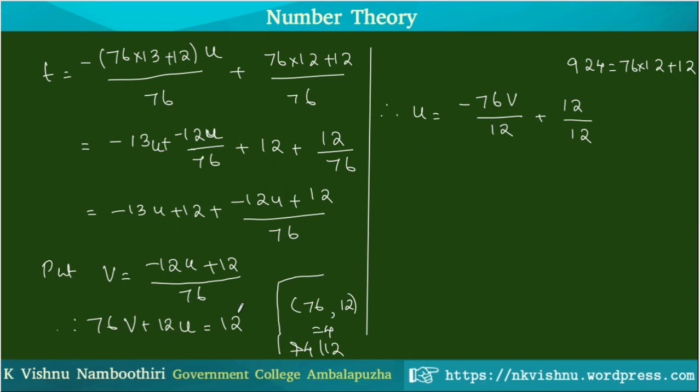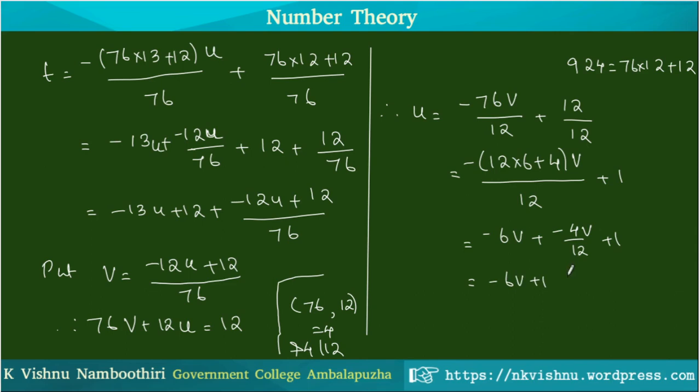Therefore this is solvable for integers u and v. Now this is equal to minus 76, 12 into 6 plus 4v by 12 plus 1, which is equal to minus 6v plus minus 4 by 12 v plus 1. This is equal to minus 6v plus 1 minus 1 by 3v.